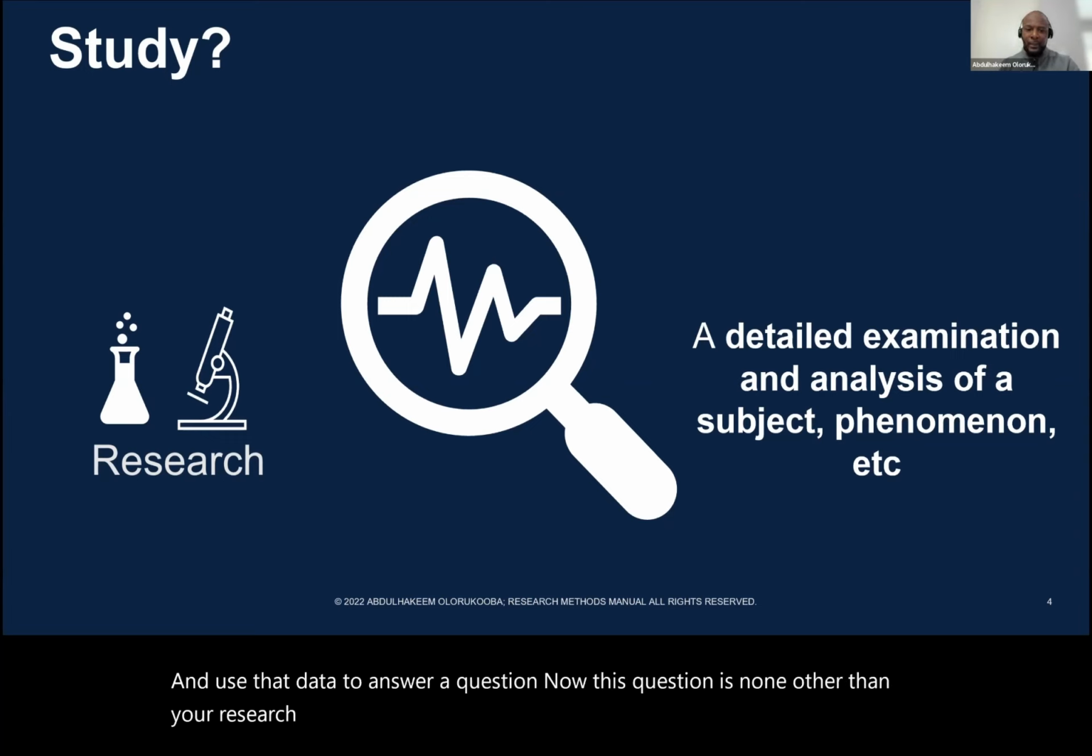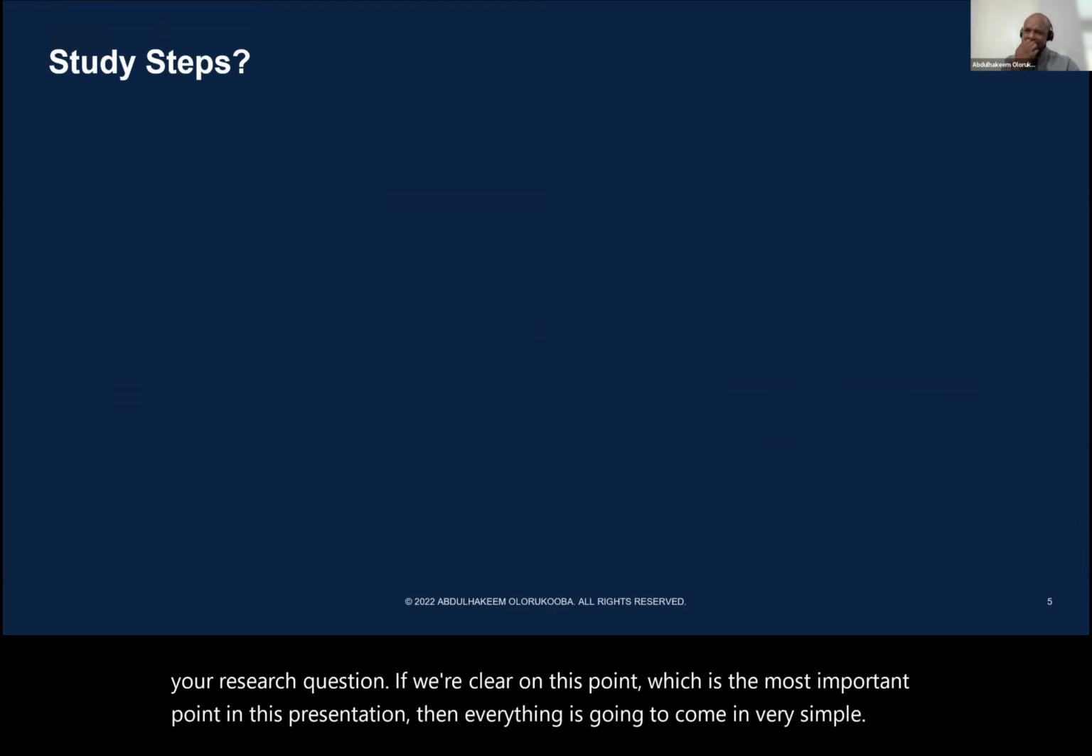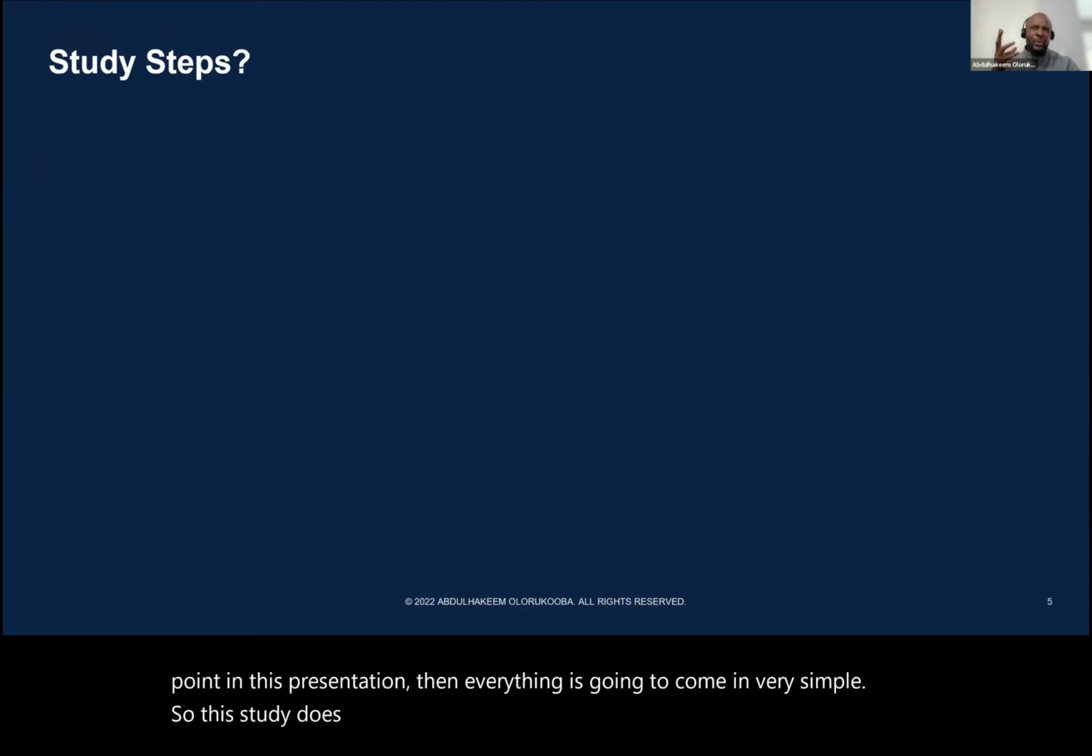If we're clear on this point, which is the most important point in this presentation, then every other thing is going to come in very simple. So this study, before we even go into the whole concept about study design, are there steps?